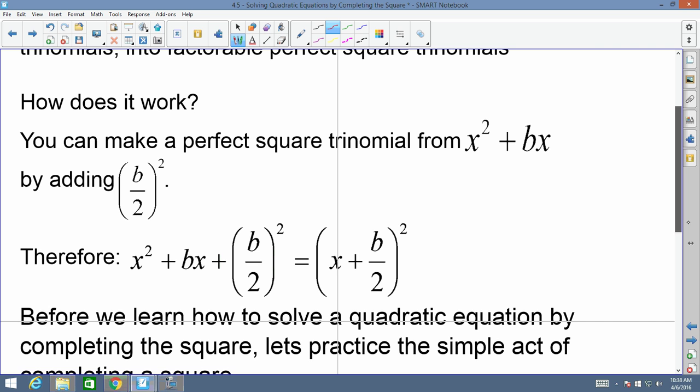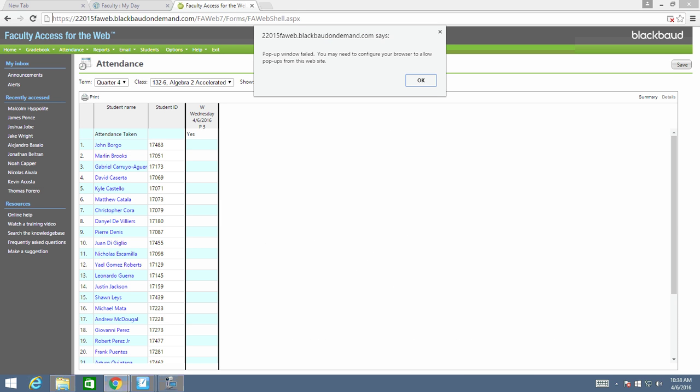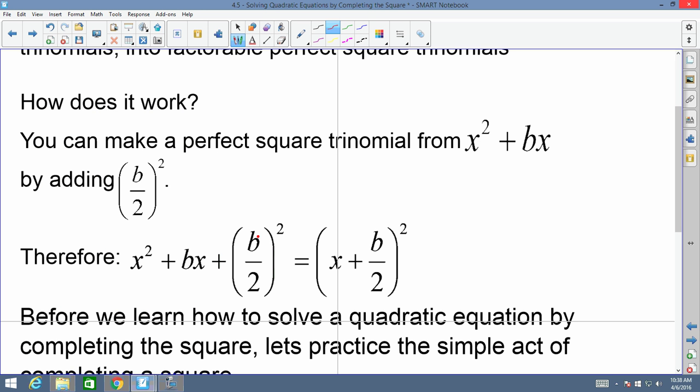So what does that mean? Therefore, if I have x squared plus bx, and I add b over 2 squared, I'm going to have a perfect square binomial. I'm going to show you how and why this happens. This is what we're doing: we're going to create a perfect square trinomial.